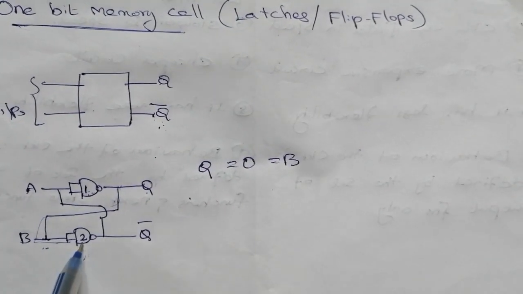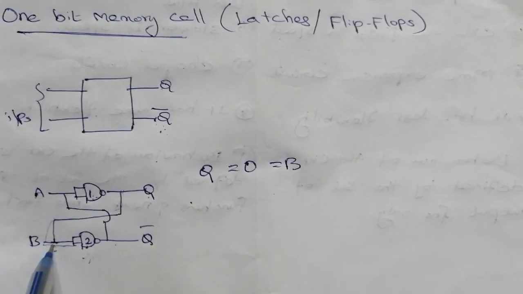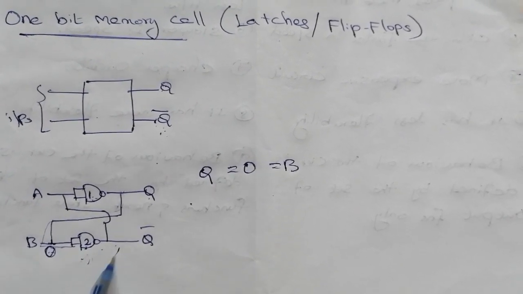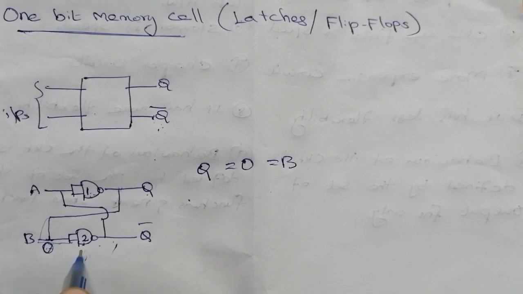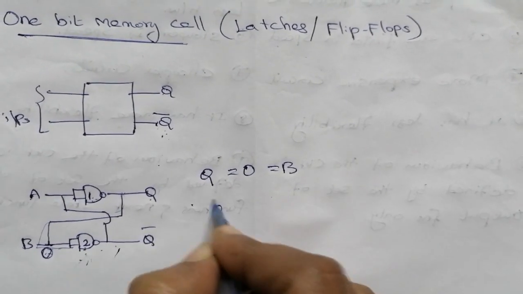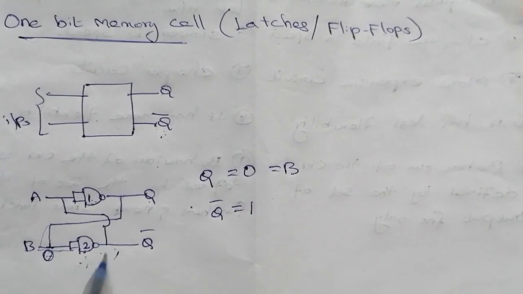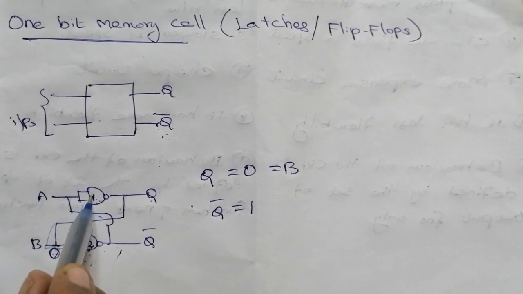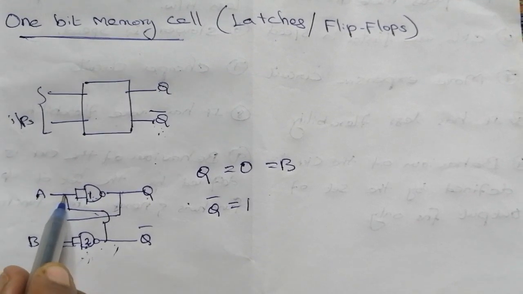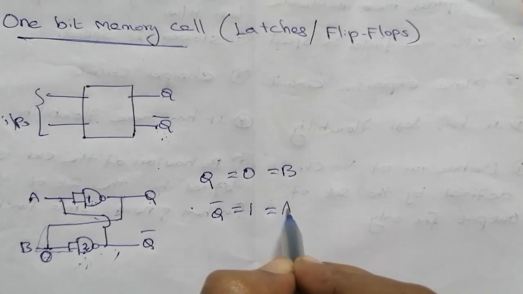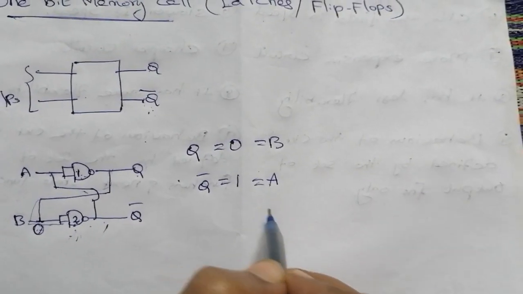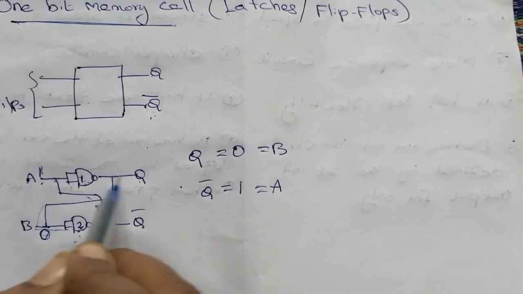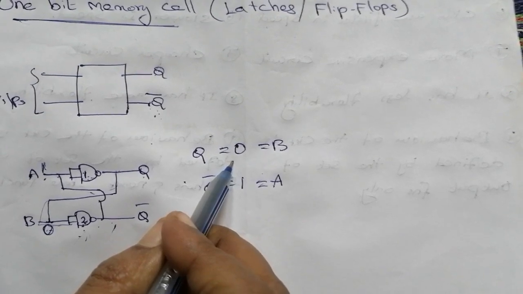Now the output of gate 2 is what? Here the B value is 0, so the output of this NAND gate is 1, right? So the output of gate 2 is 1, which means Q bar equals 1. This gate output is again fed back to the input of the first gate, which means the input A equals Q bar, right? A equal to 1 means consequently the Q value is 0, right?